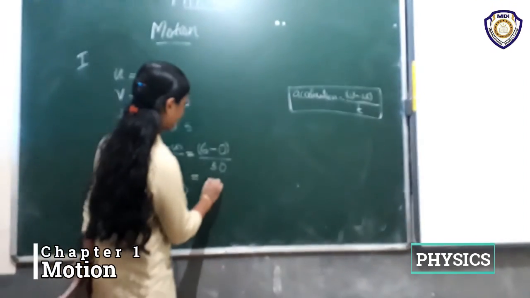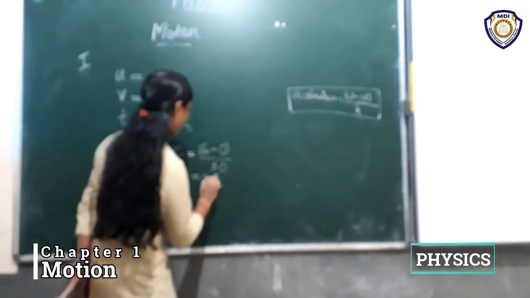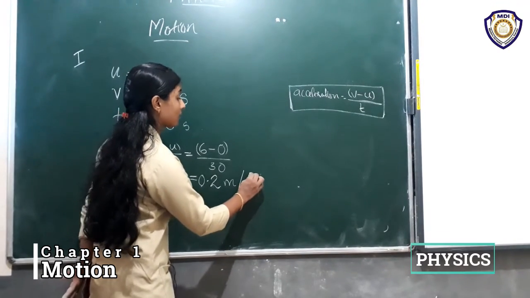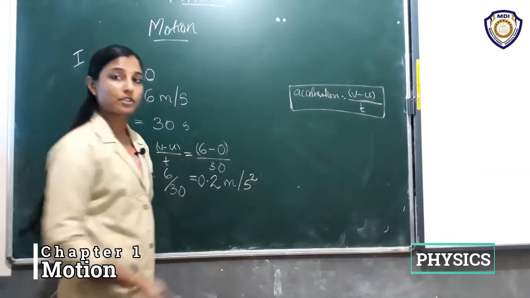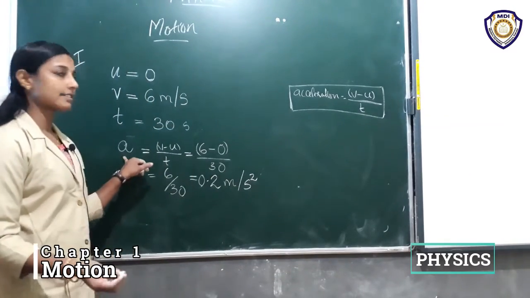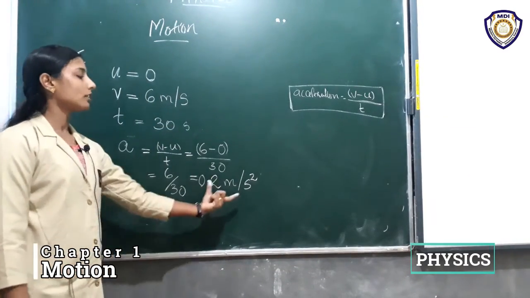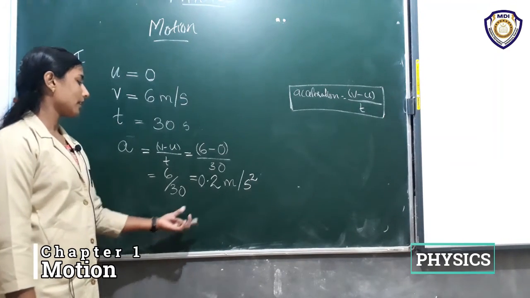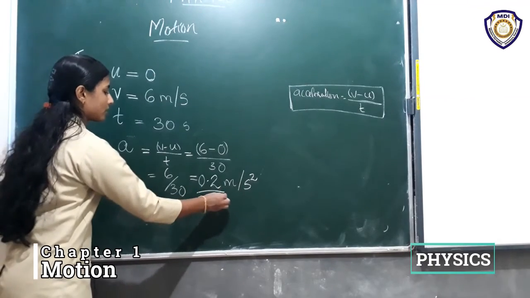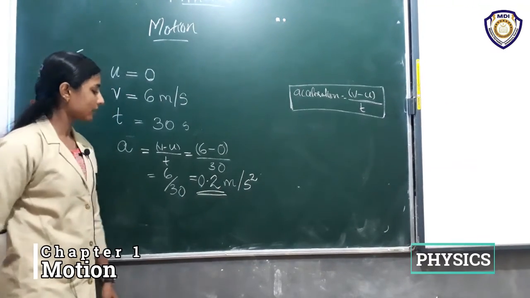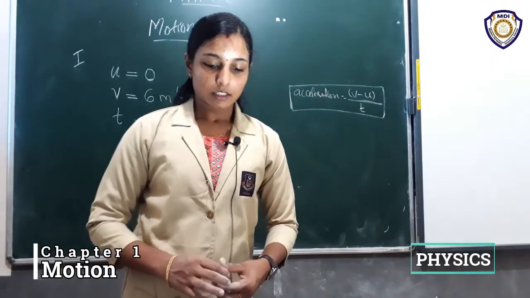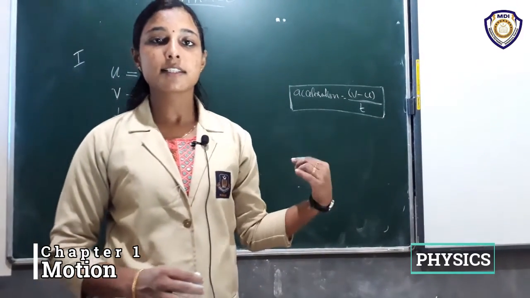0.2 meter per second square. Meter per second square, this is acceleration, so the unit is meter per second square. 6 by 30 is equal to 0.2. Okay, then this is the first case.